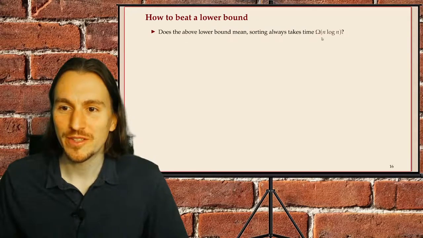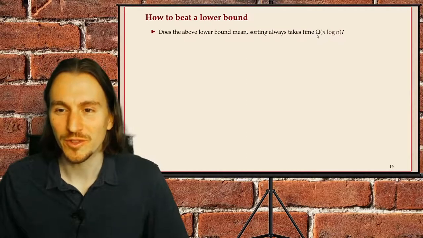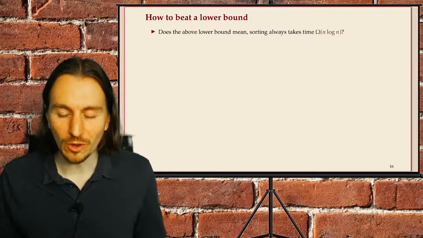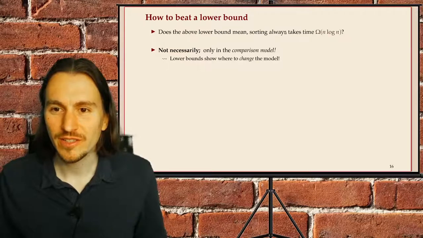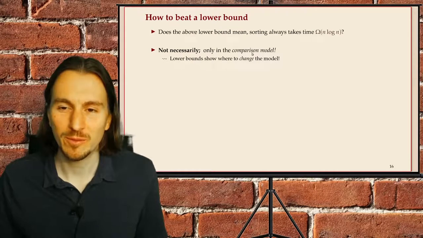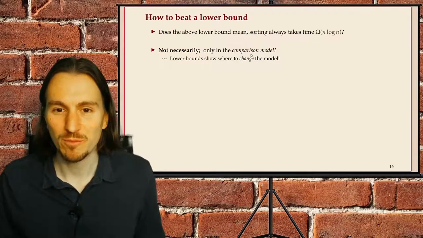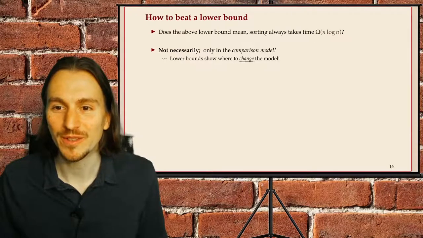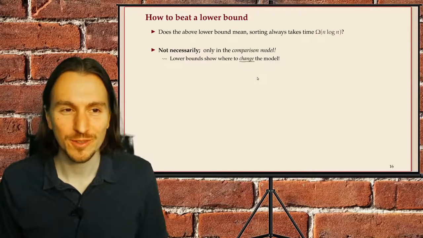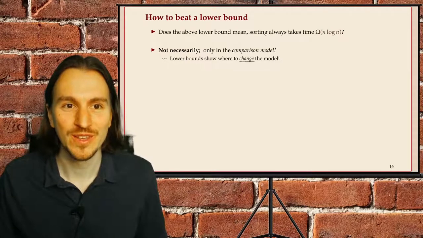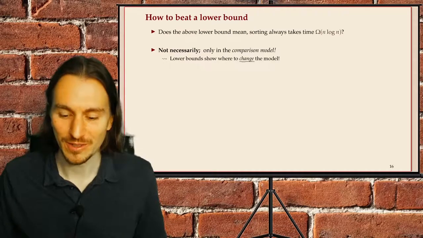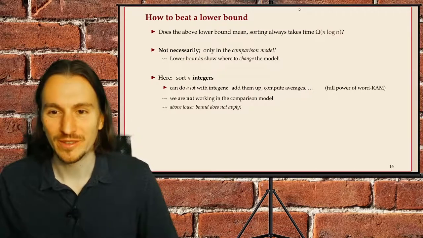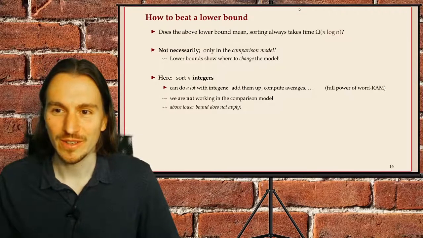So we've seen this lower bound of n log n comparisons, and that of course also means n log n running time because we have to execute these comparisons. But does that mean sorting always takes that time? And the answer is not necessarily, because it only applies to the comparison model. And if your algorithm is not in that model, who knows what's possible? And indeed, lower bounds can be seen as a pointer to what you have to change in the description of the problem or the description of the algorithms to make it at least thinkable to get faster algorithms. And that's another useful thing about lower bounds. They pinpoint the bottlenecks, in a sense, in a problem.